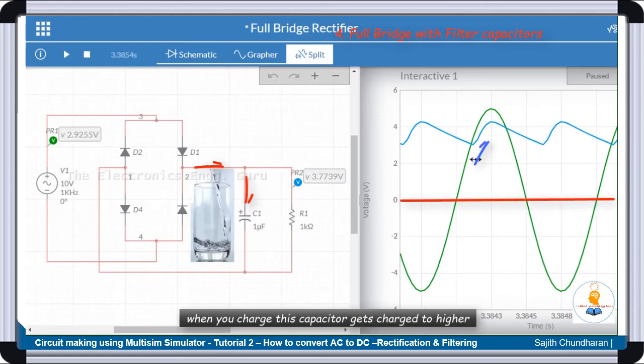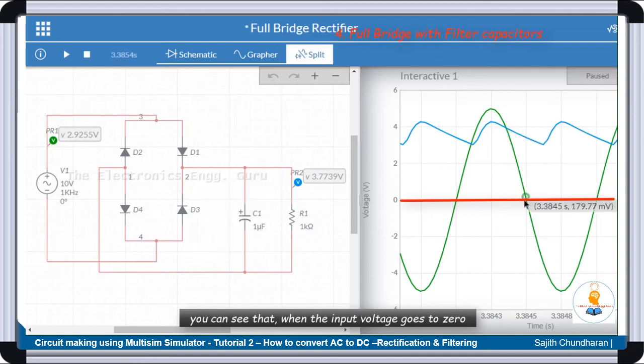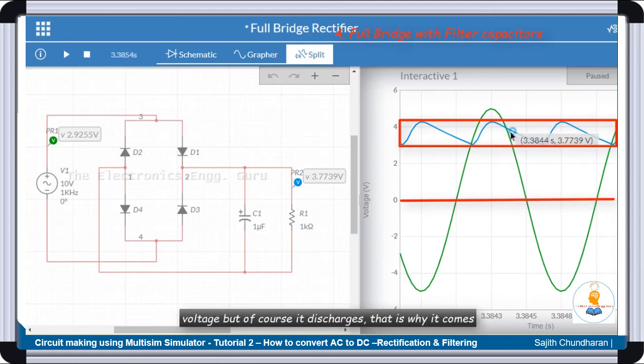So that is why, when you charge, this capacitor gets charged to a higher voltage, but when the input voltage tries to come down, the capacitor is much slower in responding to that input voltage. That is what you can see: when the input voltage goes to 0 and again goes negative, the capacitor still maintains that voltage, though of course it discharges. That is why it comes down, but it is very slow compared to the input. And why is it slow? It is because of the resistor in place.